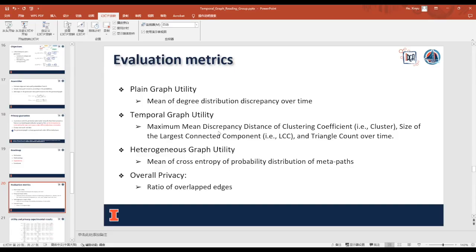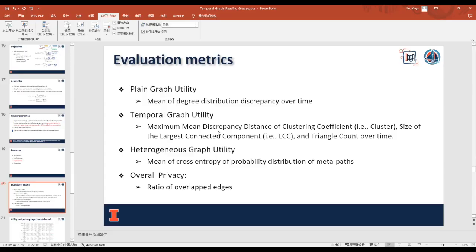And the second one is from the temporal aspects, where we calculate the maximum mean discrepancy distance of several statistics, including the clustering coefficients, size of the largest connected components, and triangle count over the time dimension. And the third aspect is the heterogeneous graph utility, which includes the mean of the cross entropy or probability distribution of metapaths.